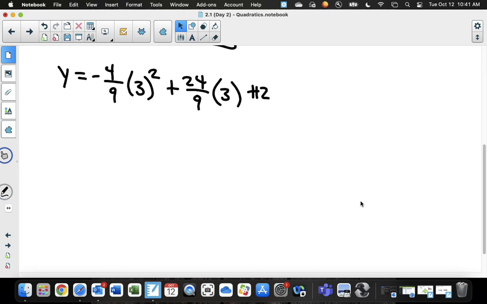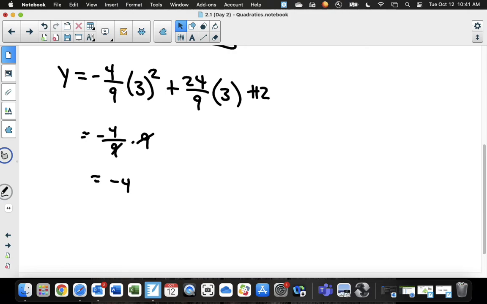All right, let's square the 3. So we end up with negative 4/9 times 9, which, what happens? Negative 4. The 9s cancel out, yep, leaving you with negative 4. So there's the answer for the first term. Now we move to the next term, what happens?